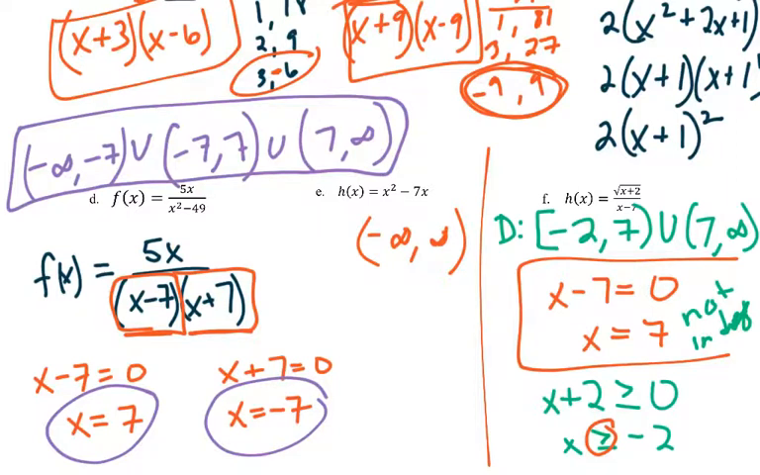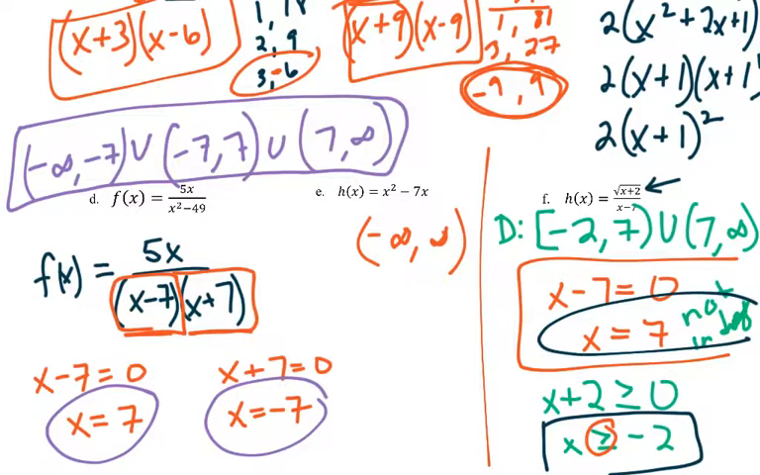Again, this happens because our x values can be greater than or equal to -2 because of the constraints placed on the square root value, but it cannot be equal to 7 because of the constraints on the denominator. And so therefore, that puts limitations on the domain for this function.